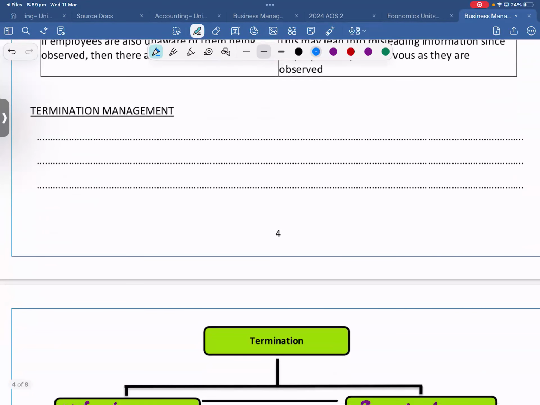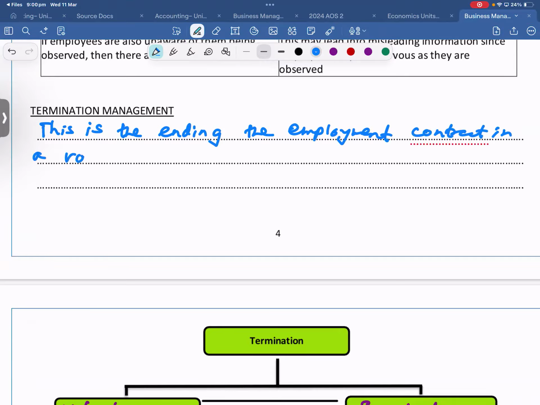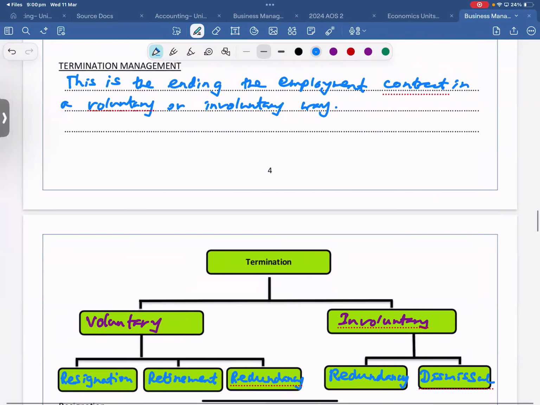Termination. This is the ending of the employment contract in a voluntary or involuntary way. Yeah, did you write it?